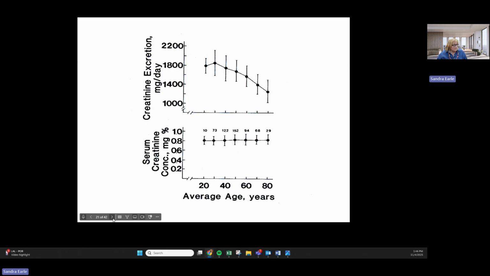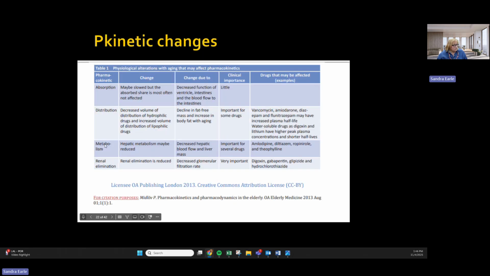All right, going back here. Okay. So it is important for several drugs, some of them listed here. Also, renal elimination is affected because we have decreases in glomerular filtration rate and renal plasma flow in general. You really need to pay attention to renally cleared drugs as we age, especially those with smaller therapeutic indexes.